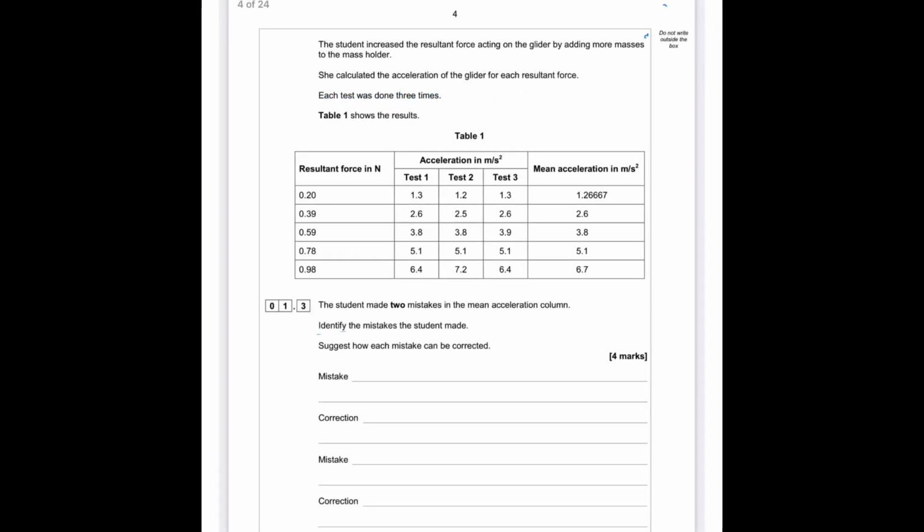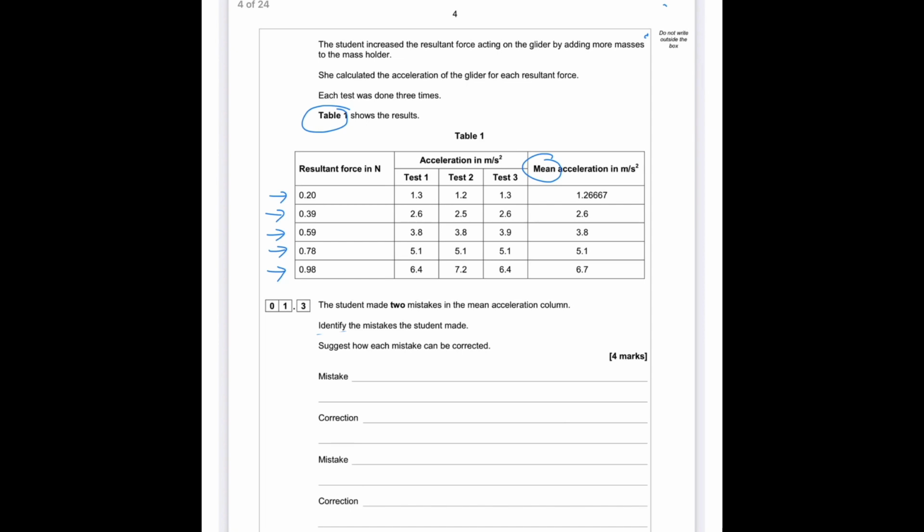For this next question, it says the student increased the resultant force acting on the glider by adding more masses to the mass holder. She calculated the acceleration of the glider for each resultant force. Each test was done 3 times and table 1 shows the results. So we have resultant forces at 0.2, 0.39, 0.59, 0.78 and 0.98 newtons. We have our mean acceleration calculated from the 3 tests done.